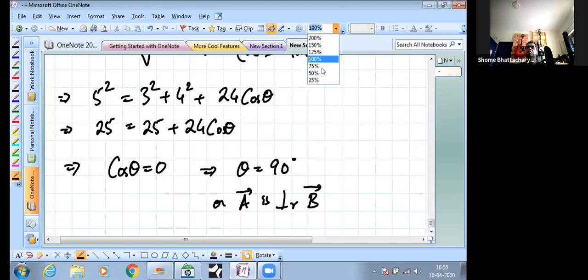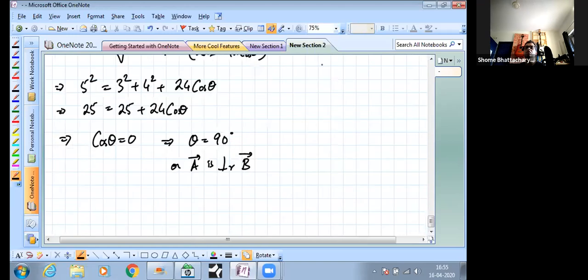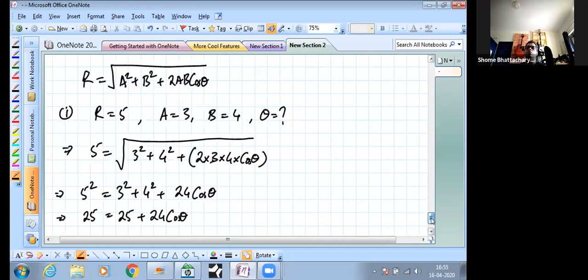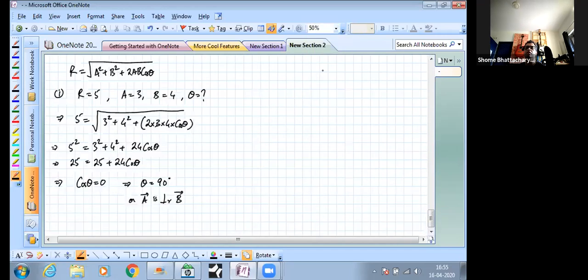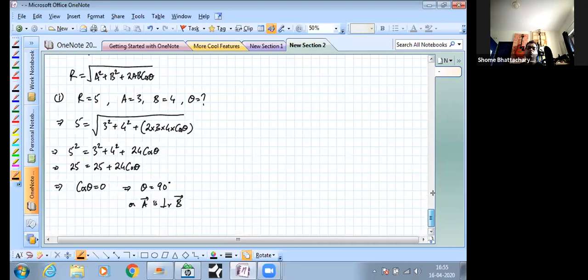So I'll just minimize this and show you all the steps involved. This is another way in which we can solve the same problem. We can make use of the formula that we have for the resultant and just apply the condition of the question. What was given in the question? The magnitude of the resultant was given, and the magnitudes of A and B were given, and we had to find out theta.